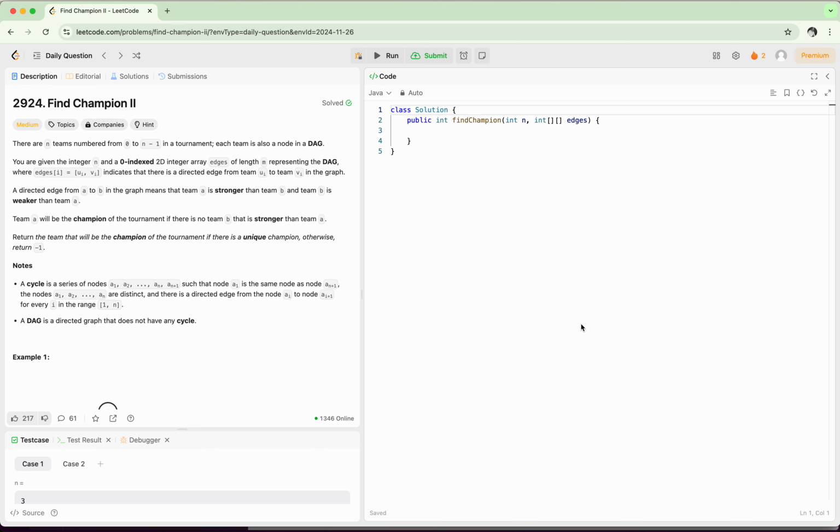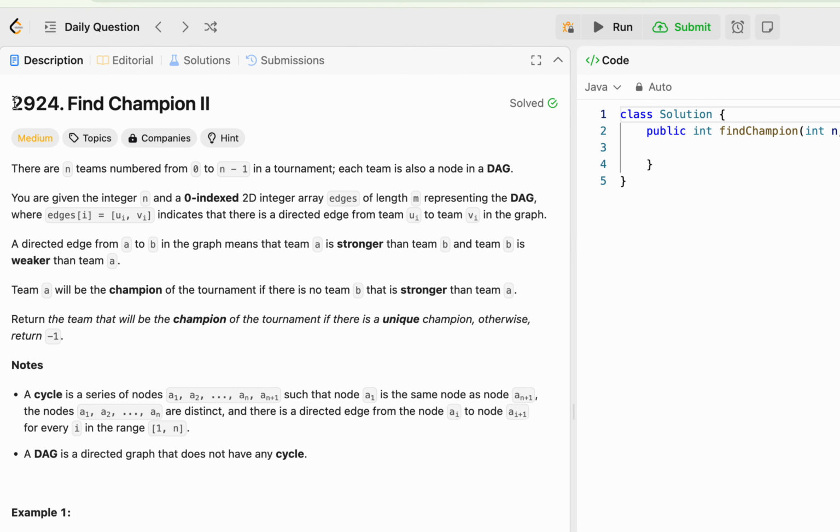So in order to solve this problem, first of all we will go through the problem statement, and then we will take a deep dive on this. So let's concentrate on the problem statement first. It's saying that there are n teams numbered 0 to n minus 1 in a tournament.